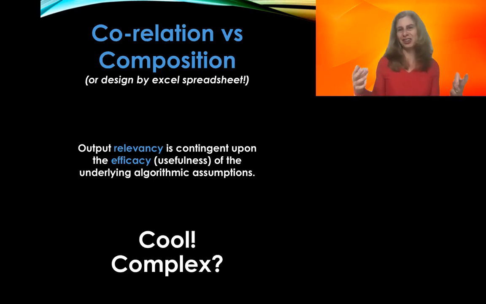I guess the question that I would ask you to ponder is whether the output is relevant just because it's been tabulated within a computer. Because sometimes you can say, okay, if we've analyzed everything and put all these parameters in, it somehow makes it more objective. But really, the relevancy of the design is contingent upon the usefulness of the underlying algorithmic assumptions.